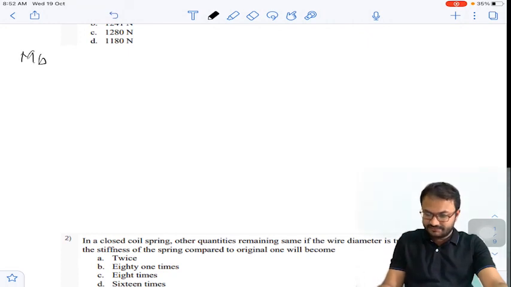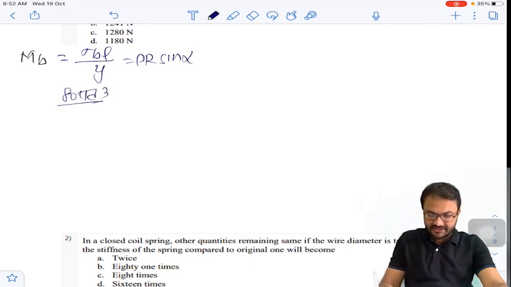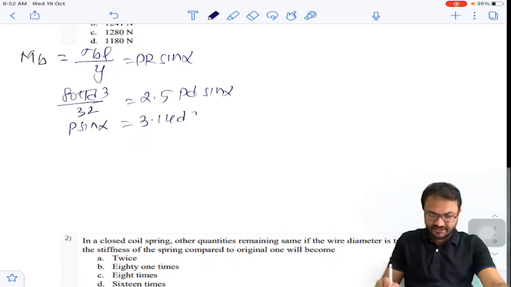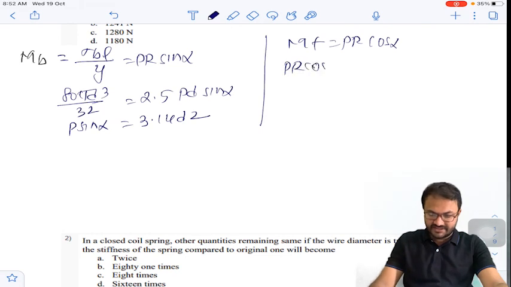So MB is equal to sigma B into I divided by R, so it will be PR sin alpha. So that is equal to 80 pi D cube divided by 32 is equal to 2.5 into PD sin alpha. So you will get P sin alpha is equal to 3.14 D square. So this is one relation, and MT is equal to PR cos alpha. PR cos alpha is equal to 7.85 D square. So you will get PR sin alpha divided by PR cos alpha. So from this relation, alpha is equal to 21.8 degrees.